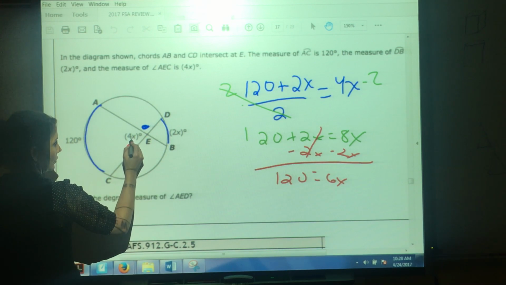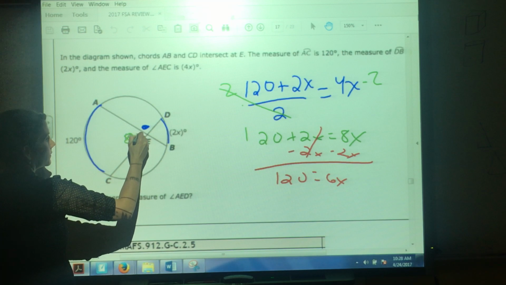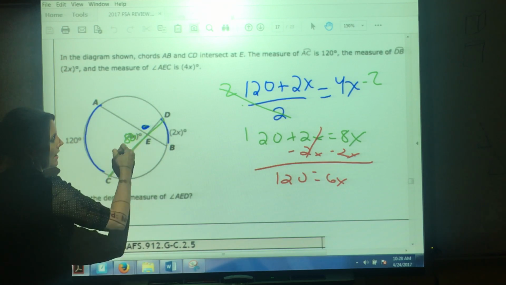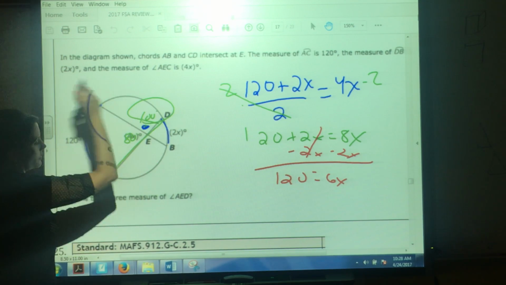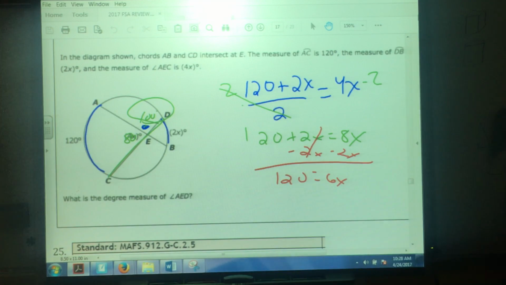I'm going to find this angle. This angle measure is going to be 80 degrees. If you write 80 degrees, you're wrong because that's not what it's asking us for. It's asking us for this. So it's going to be 100, because that right there is a straight line. That's going to be 100 degrees. That's your money right there.